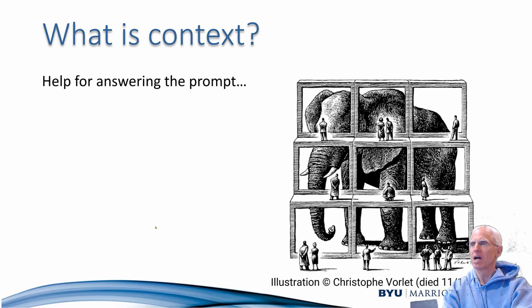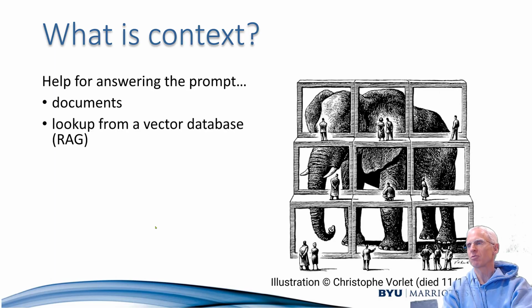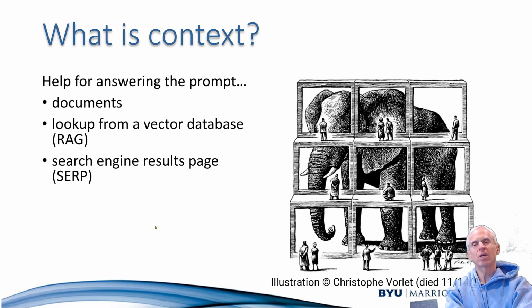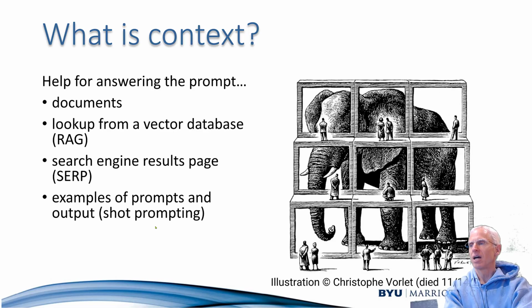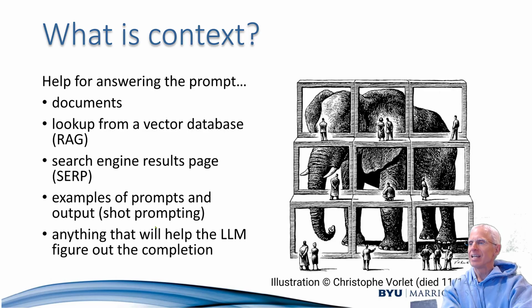So what does it mean? What is context? It's what you're looking at. It could be a document. It could be a lookup from a vector database, which we call retrieval augmented generation. A search engine result page. We could look it up on the internet and find out context. Examples, which we call few-shot prompting. We'll cover that in chapter 9. Anything that will help the LLM figure out the completion.